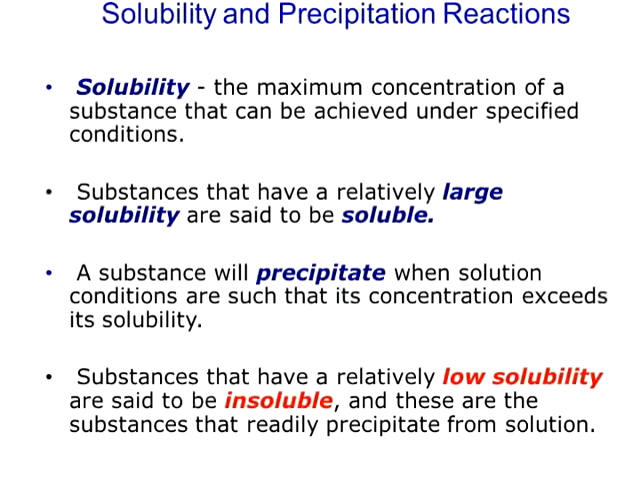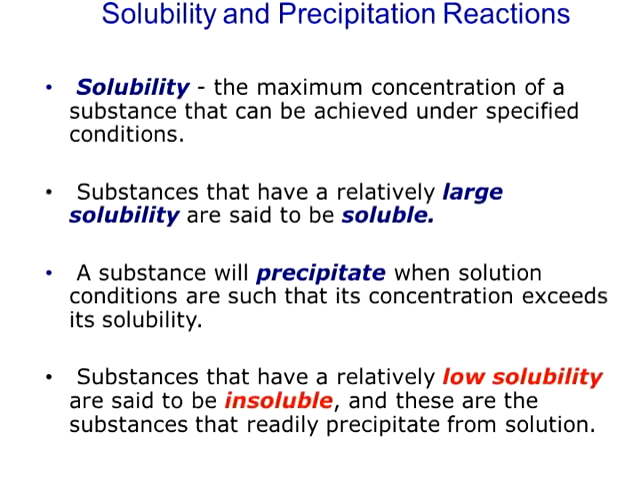Substances that have a relatively large solubility are said to be soluble. In other words, sugar in water is soluble. Salt in water is soluble. A substance will precipitate, however, when solution concentrations are such that the concentration exceeds its solubility. In other words, there is a maximum amount of solute, salt or sugar, that you can put in the water.